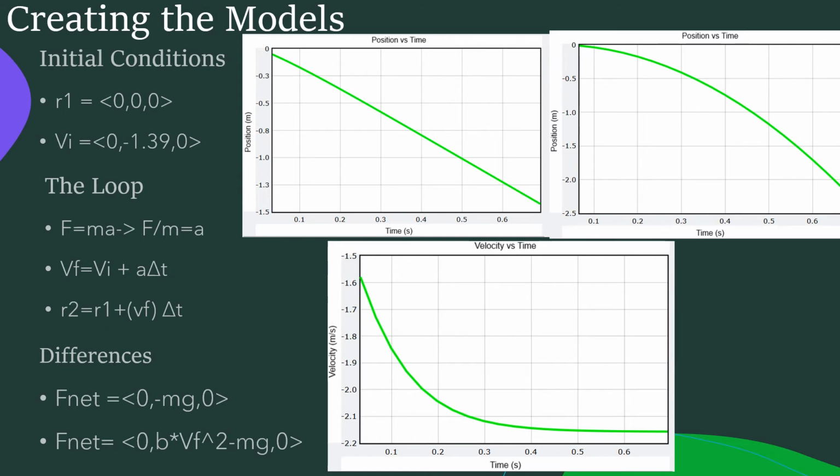The model on the top left is the model with drag force included, and the one on the right is the one only with gravity. As you can see, the model on the left goes less far and has less downward curve, meaning less acceleration. This makes sense because the drag force slows down the object.